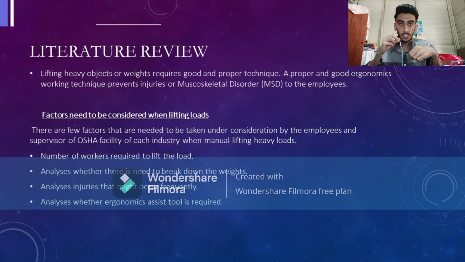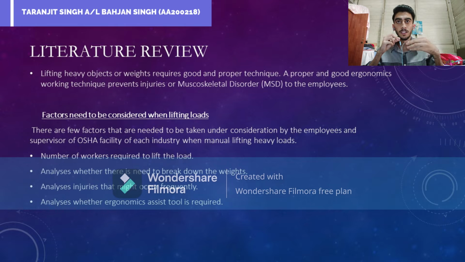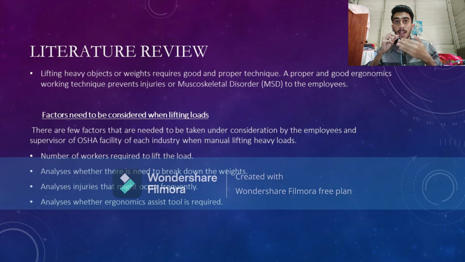Next, we proceed to the literature review. Lifting heavy objects or weights requires good and proper technique. A proper ergonomic working technique prevents musculoskeletal disorder (MSD) injuries to employees. There are a few factors that need to be taken into consideration by the supervisor of the OSHA facility of each industry when manually lifting heavy loads. Firstly, the number of workers required to lift the load. Analyze whether there is a need to break down the weight. Analyze injuries that might occur frequently, and analyze whether an ergonomic assist tool is required.